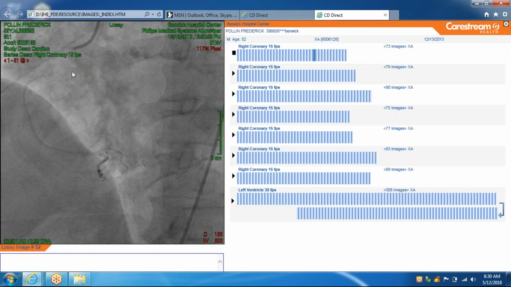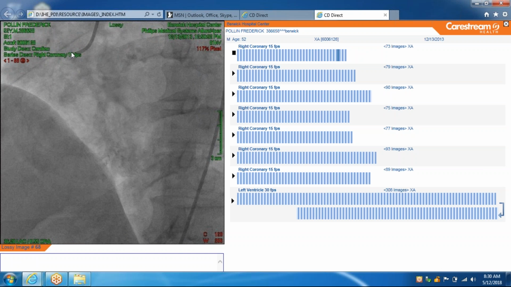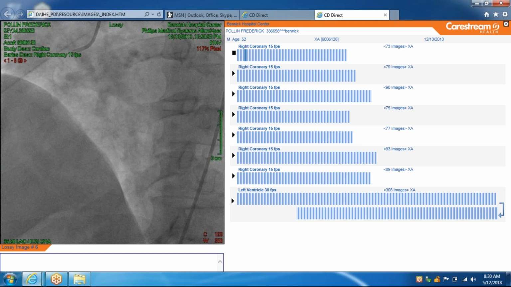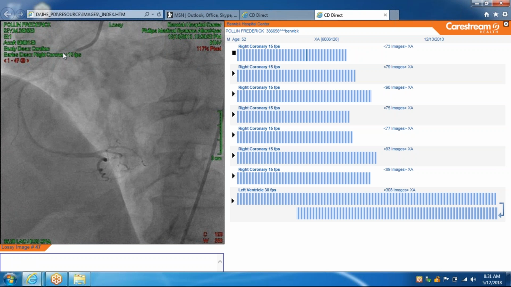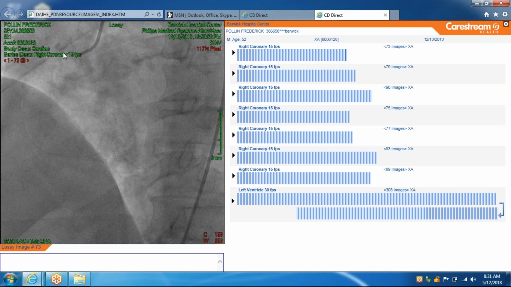Very important, however, is to have an idea of size. Now, this is a right Judkins catheter, and the size of this catheter is 2 millimeters. So from that, you can judge the diameter of the blood vessel. So this blood vessel is probably 1.5 times the catheter. So we say that that's probably about a 3.5 millimeter blood vessel. All right.